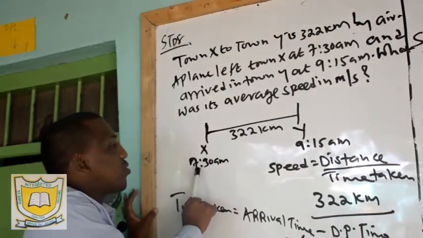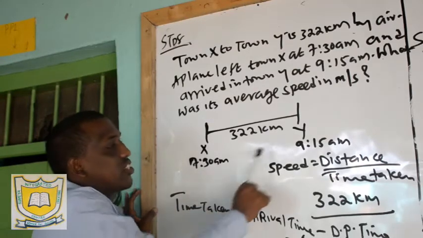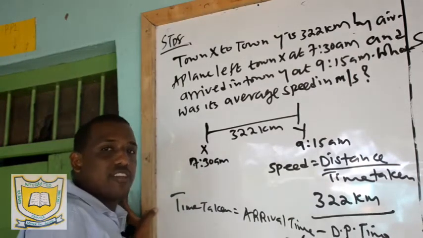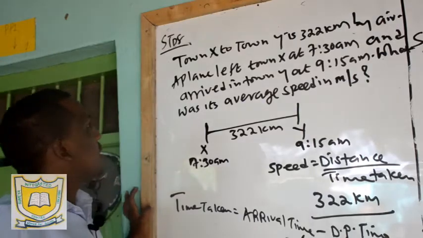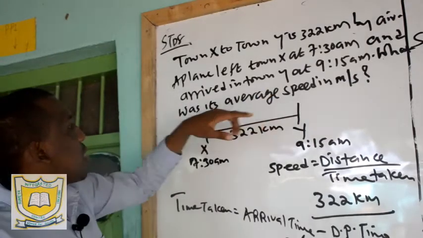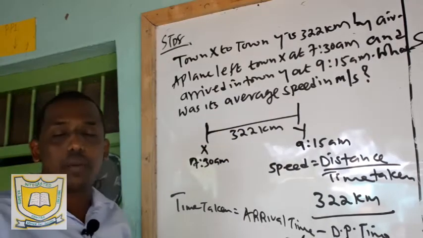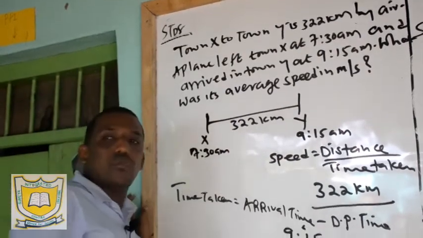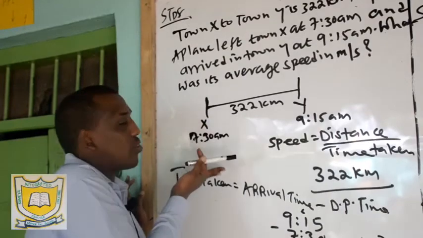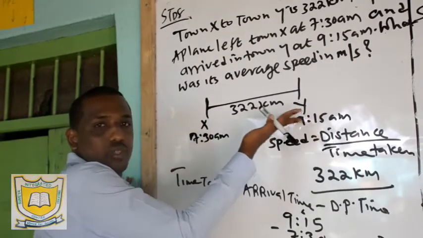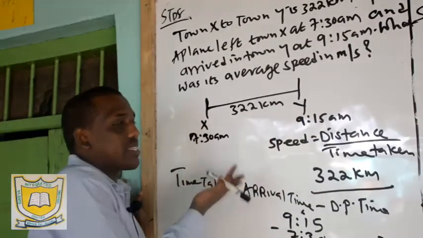The person left town X at 7:30 a.m. and reached town Y at 9:15 a.m. So what is the speed in meters per second? The first thing you must get is the speed. We don't have the speed here. We only have the departure time, the arrival time and the distance covered. So let us get the speed.